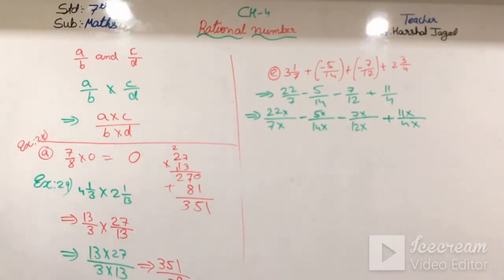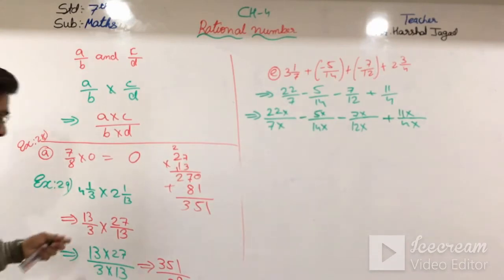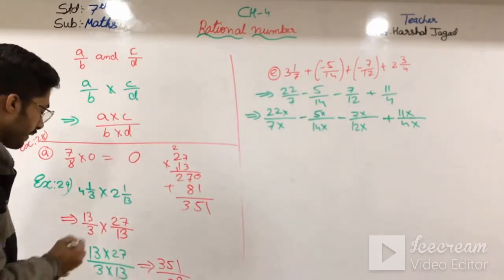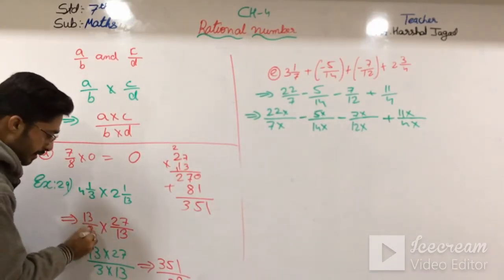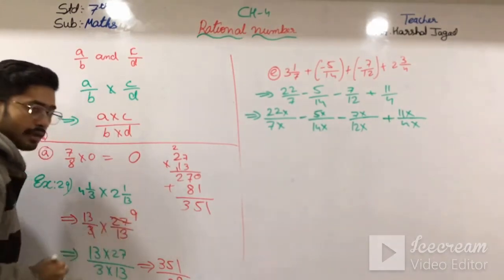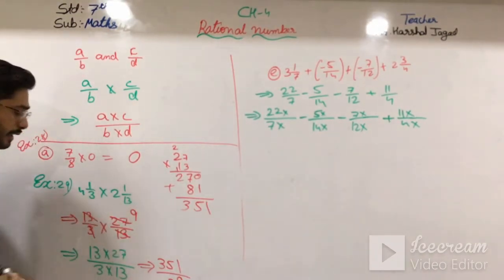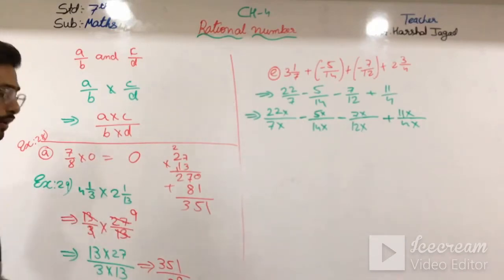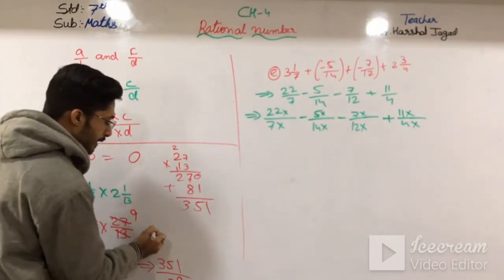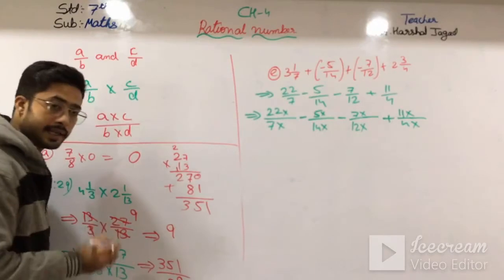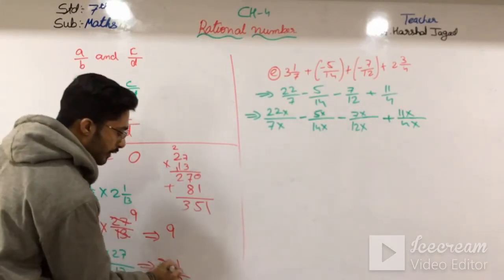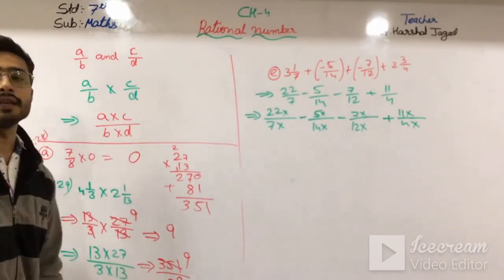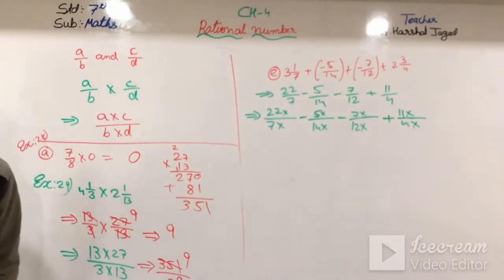Okay, please note down this. Here you can also just cancel it. How? See here, 3 9s are 27 and 13 13, it can also be cancelled. Okay students, and you will get the answer directly, that is 9, and if you multiply 39 by 9, then you will get 351. Please note down this and we will move towards our new example, example number 29b.